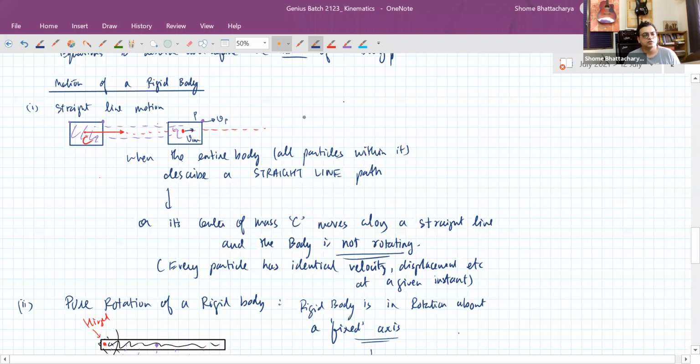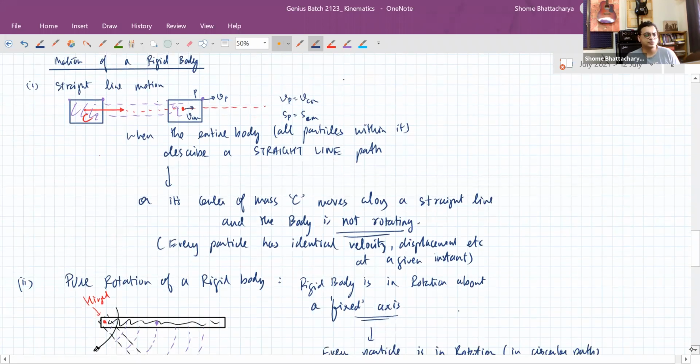They'll have the same velocity, they'll have the same displacement, and all other parameters like acceleration, etc. Also, when we study later, you'll see that every particle within the rigid body has the same parameters for kinematics, and at the same time, they're all describing straight line motion. So this is the simplest type of motion that a rigid body can have.